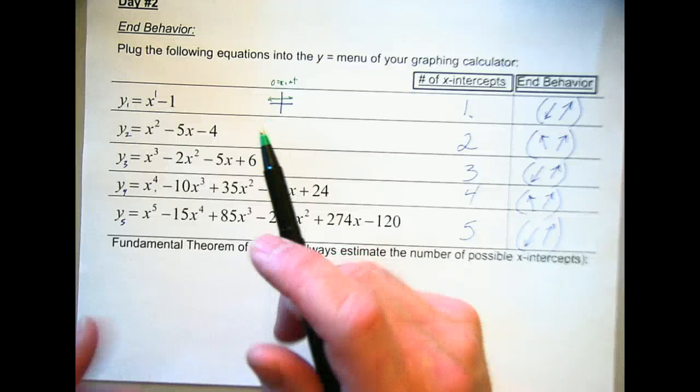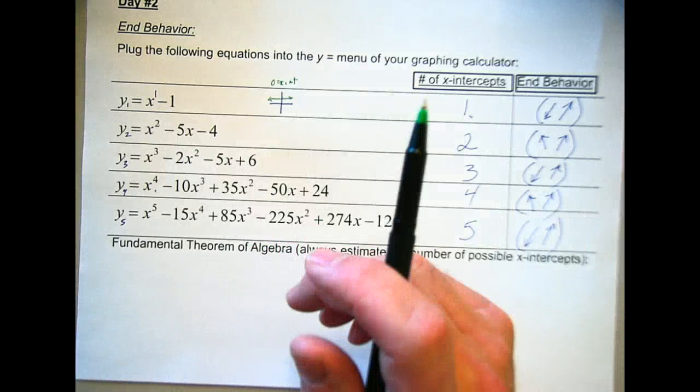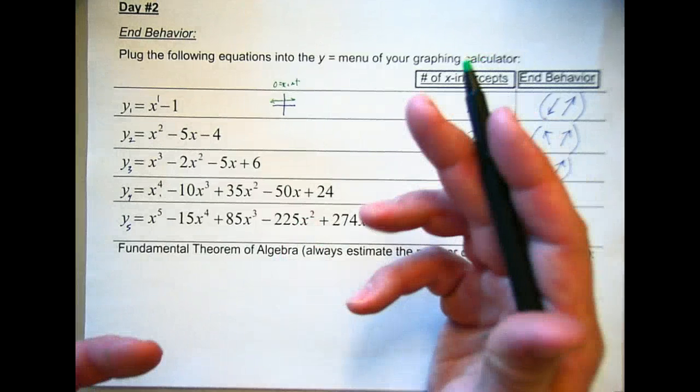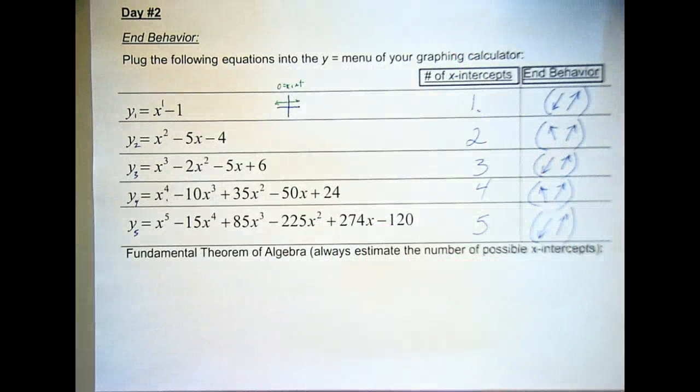Could you have 2? No. Have you ever seen a linear equation with 2 x-intercepts? Yeah. You could have infinitely many, right? Okay, but we couldn't have 2.